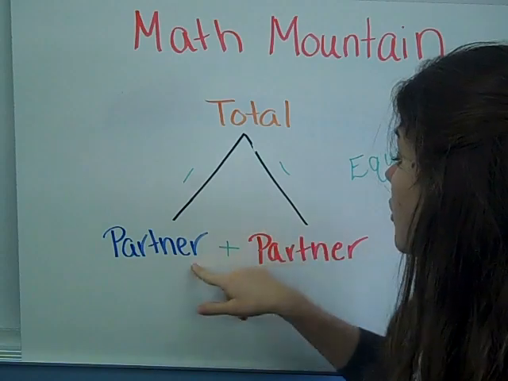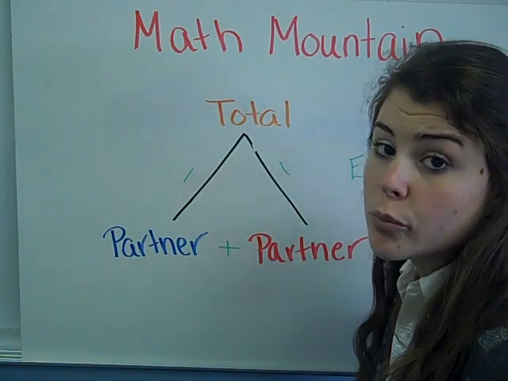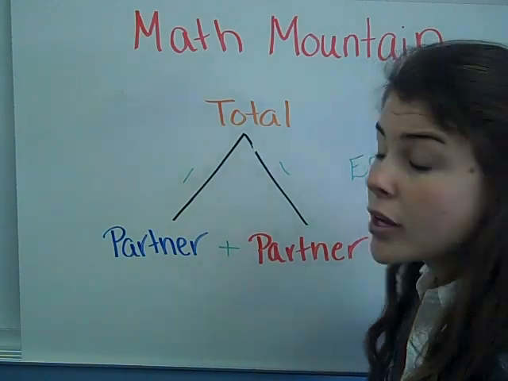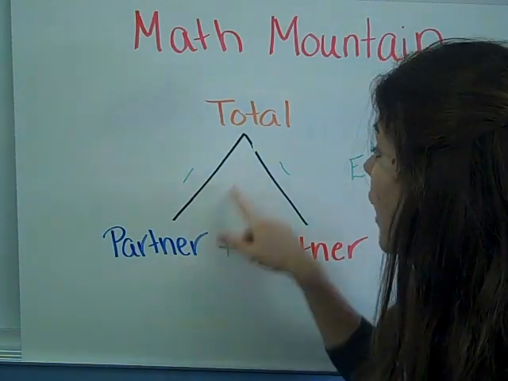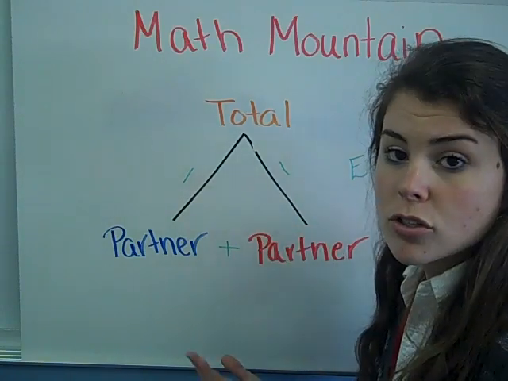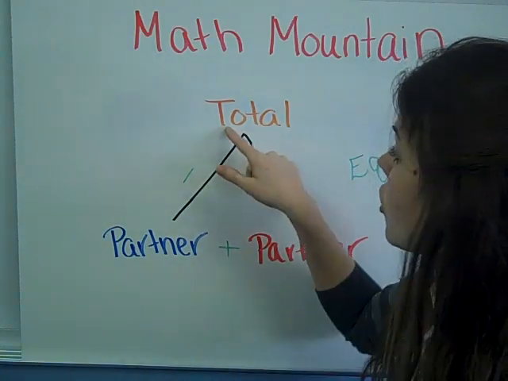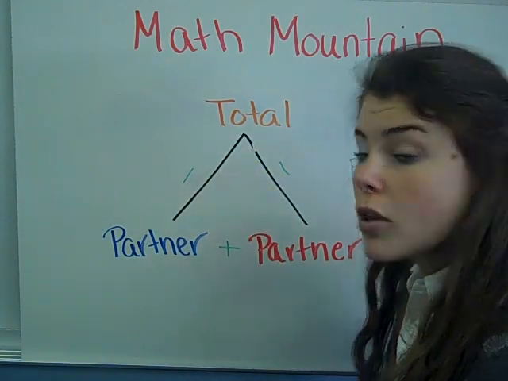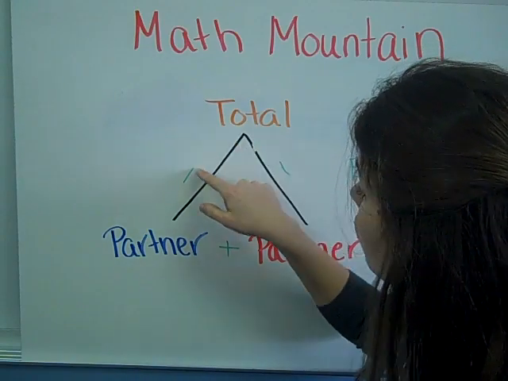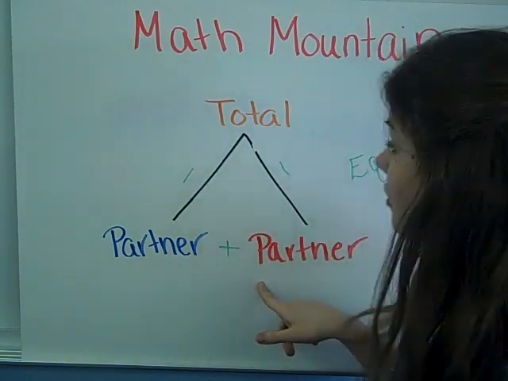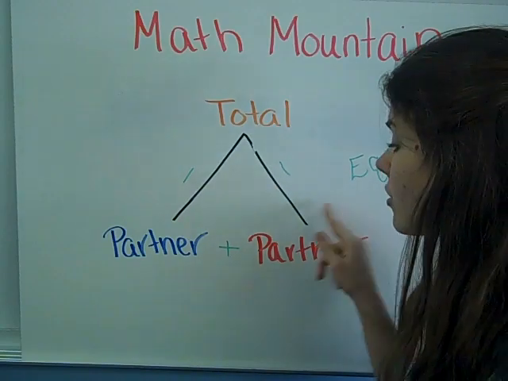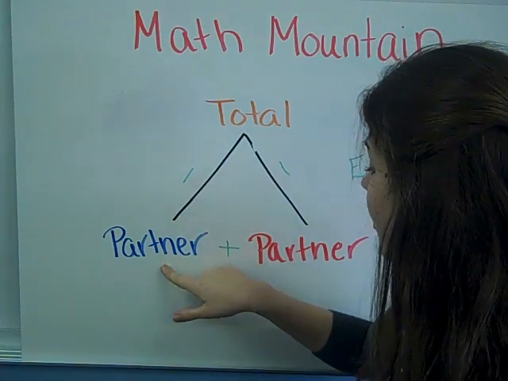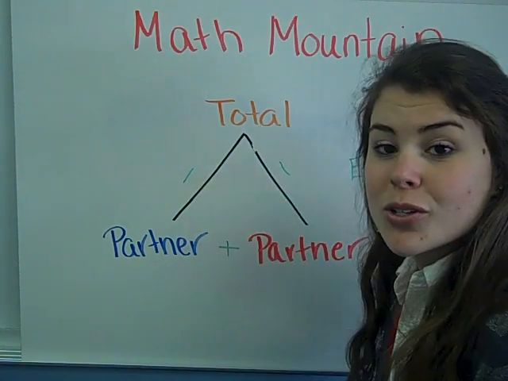Now, on the lower parts of your Math Mountain are your 2 partners. Now, you might not always know one of your partners. That's what we call an unknown partner, but you have to know 2 out of the 3 of these parts in order to solve your Math Mountain, okay? So you have your total up top, and then you have your 2 partners. Now, a Math Mountain is helpful because we can subtract total minus your partner, and that always gives you the other partner. And then the other way, total minus this partner equals that partner, okay? That's how you can solve for an unknown partner. Also, partner plus your partner equals back up to your total.